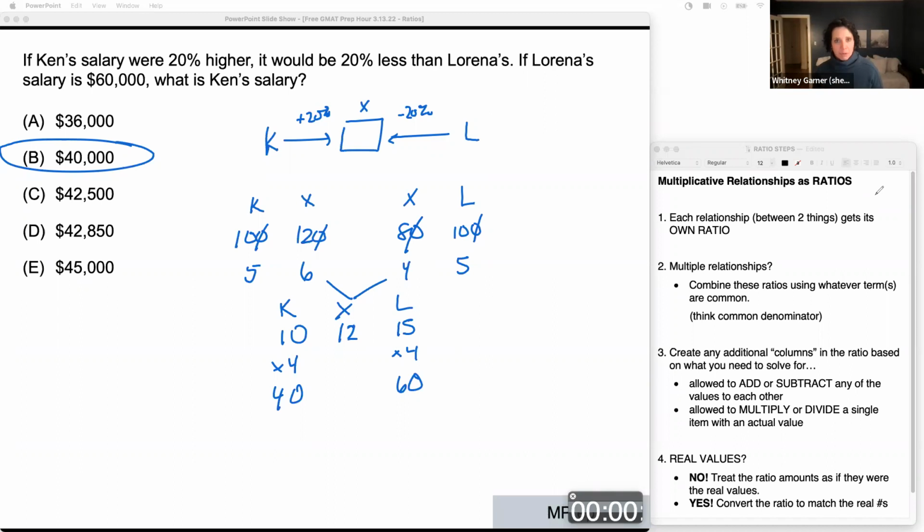Now, learning to recognize them, learning to attack them, I'm not saying this is simple. It's definitely not. But what I want you to see is that this is a method that can be useful in a lot of different types of questions, in different content areas. But it does take practice and looking for it.